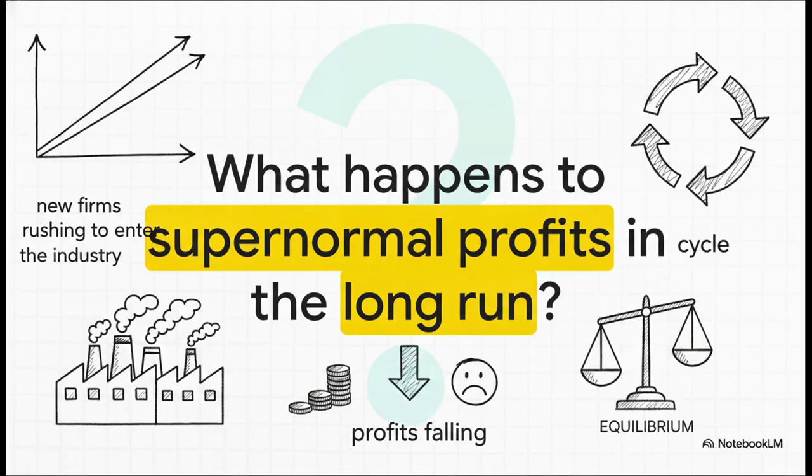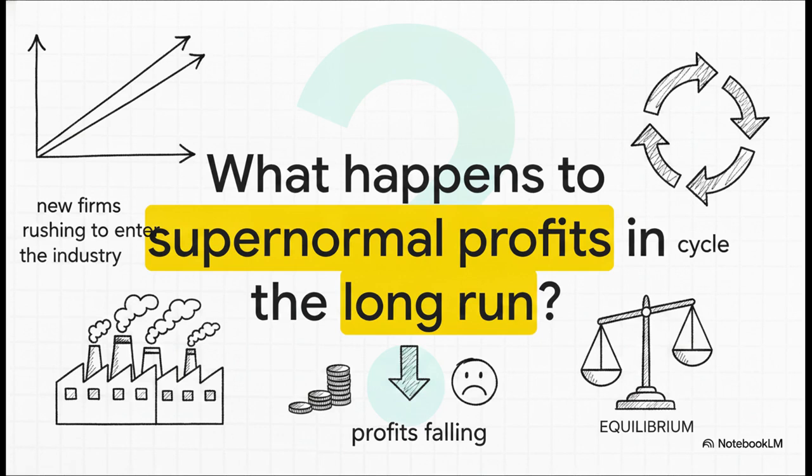We just spent all our time in the short run. Imagine being a business owner in Chapter 3, pulling in those huge supernormal profits. It feels amazing, right? But what happens in the long run? Because there's free entry into a perfectly competitive market, won't new competitors see those pure supernormal profits and rush to enter the industry and drastically increase total supply?